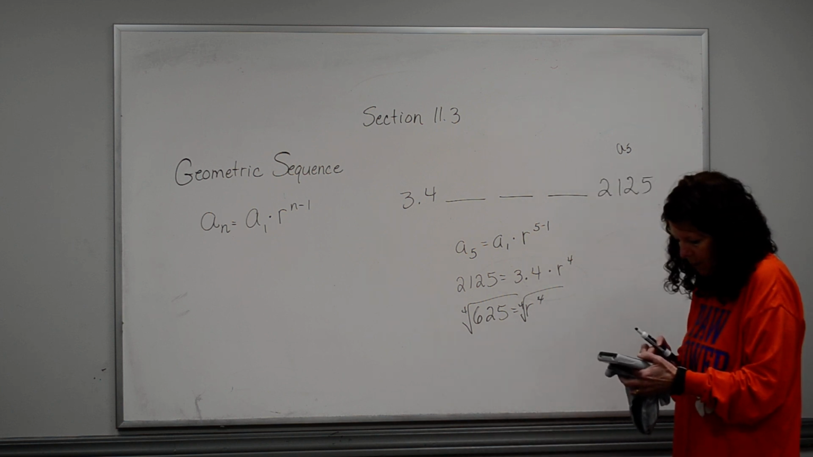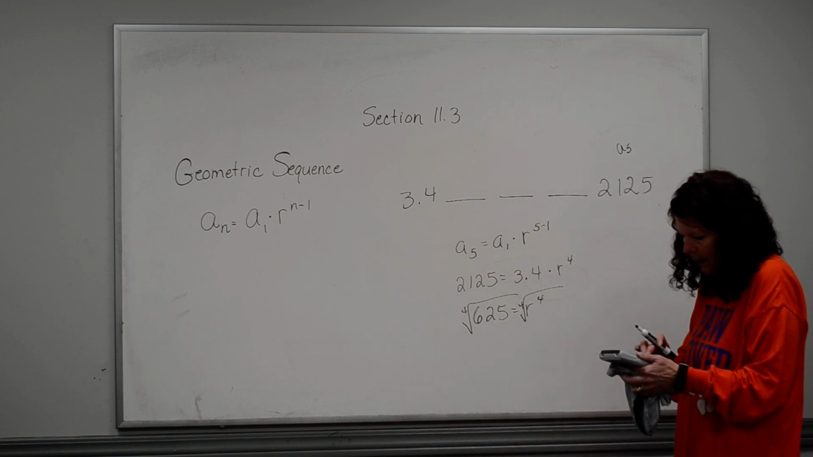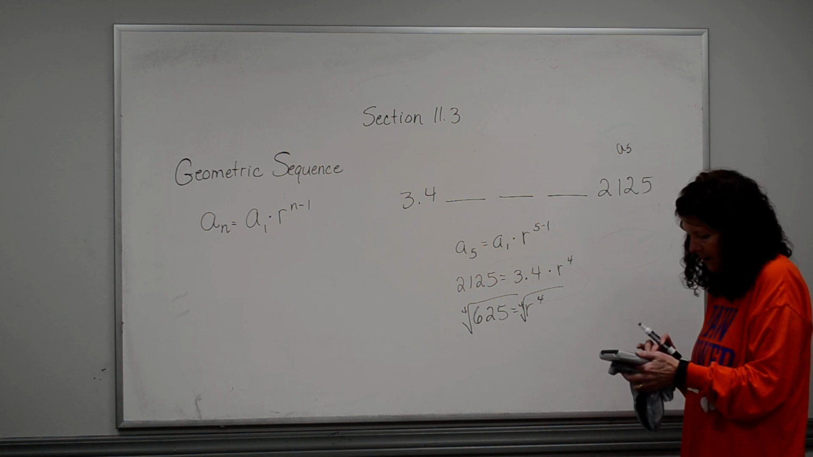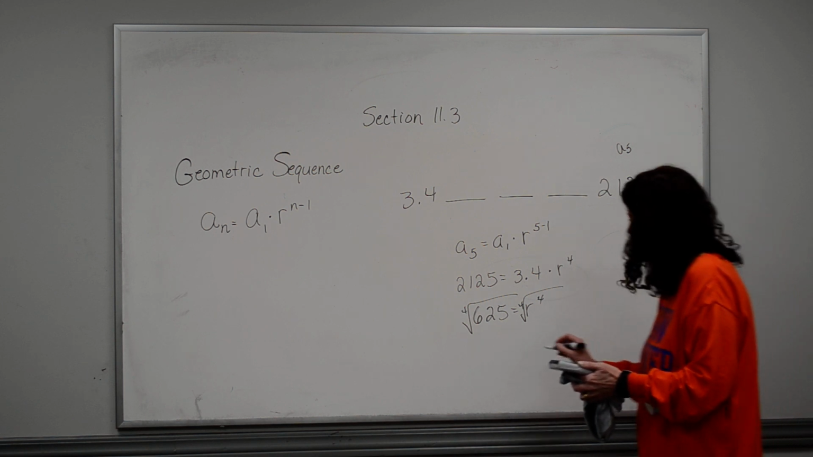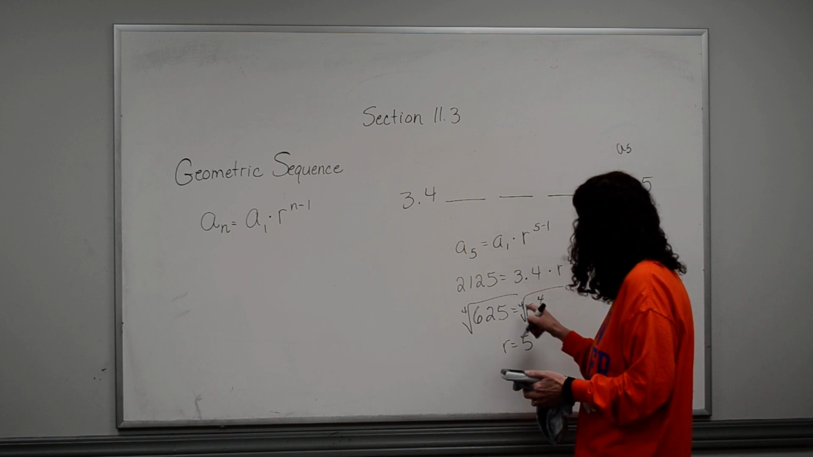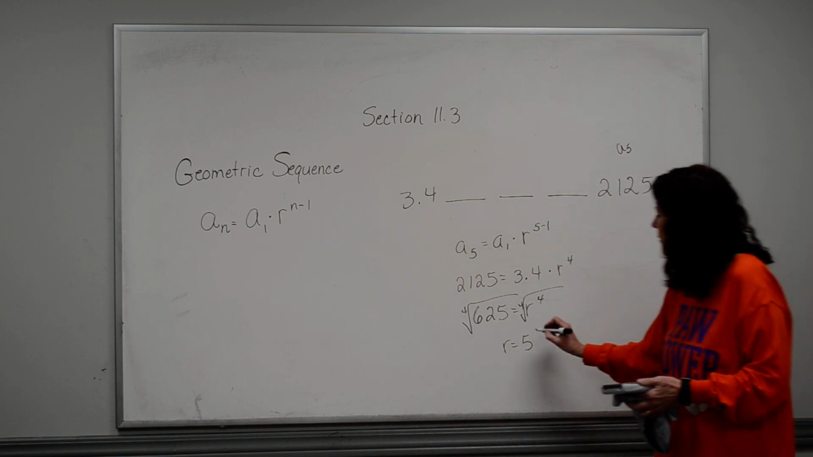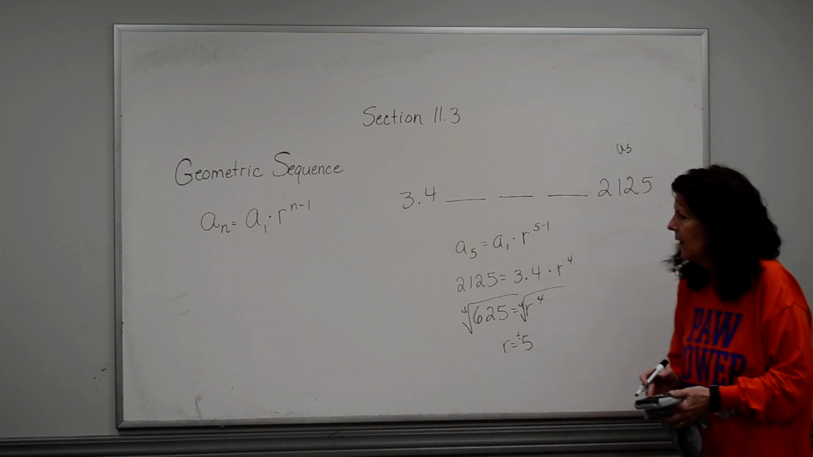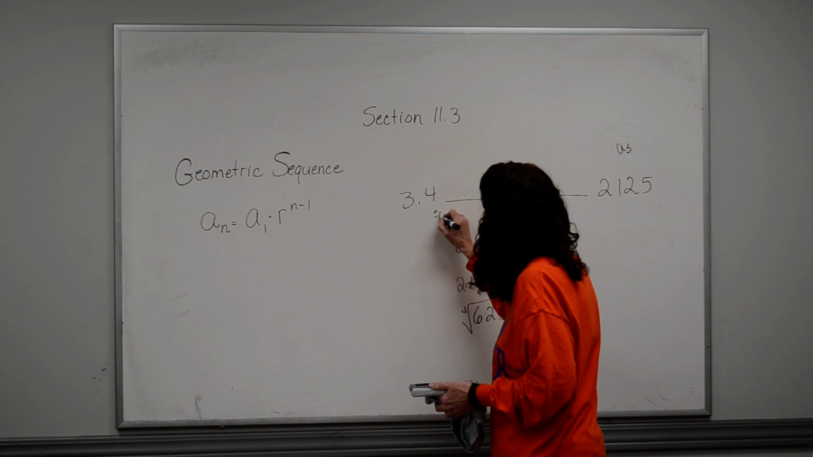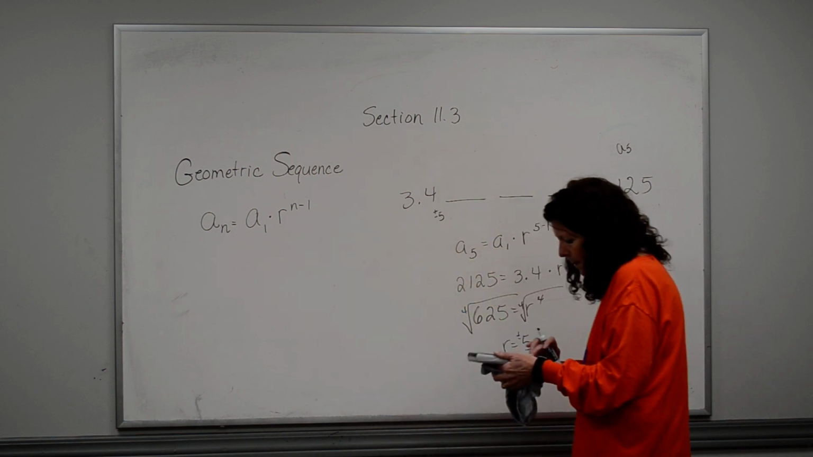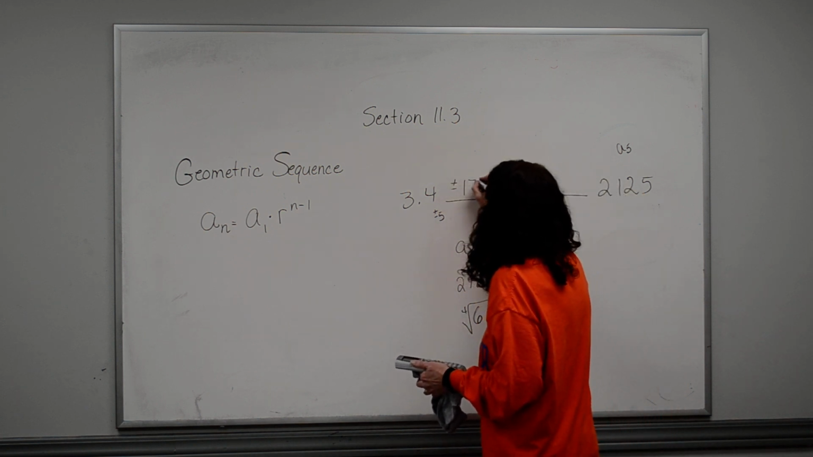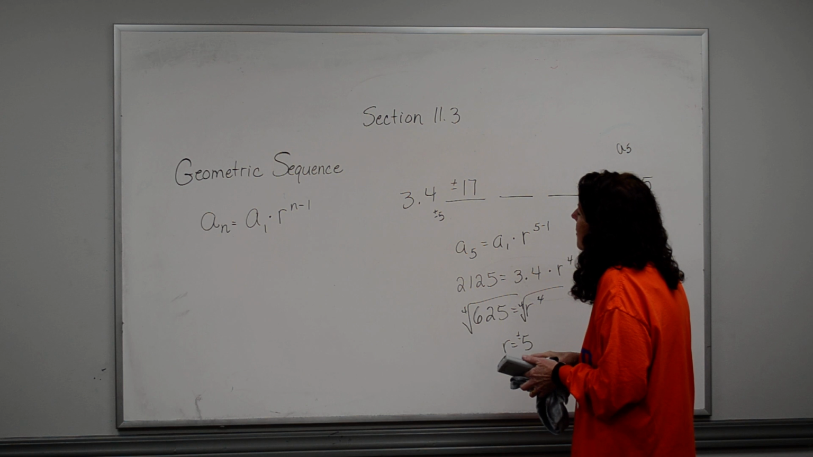okay? So the 4th root, now you're going to have to do that by putting the 4 in, going to math, going down to number 5, and then put your 625 in, and it's going to give me r is equal to 5. Now, the truth of the matter is, because it's a 4th root, I don't know if it's positive or negative 5. So I'm going to have to multiply, if you will, by positive or negative 5. So when I take 3.4 times 5, I'm going to get plus or minus 17. Okay?